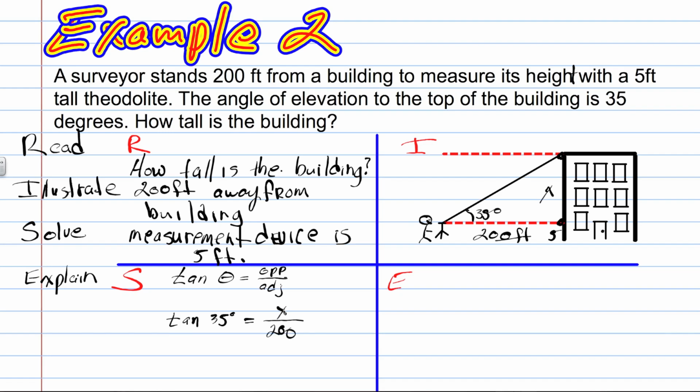So what we have to do here is solve for x, and we simply multiply each side by 200. Because we have x divided by 200, we multiply each side by 200. From here, it really becomes a calculator problem. We're going to do two things here. On the left, I'm going to cancel out the 200s because they do divide out. And I'm going to switch sides, so the x is now on the left. And x is going to be equal to 200 times the tangent of 35 degrees.